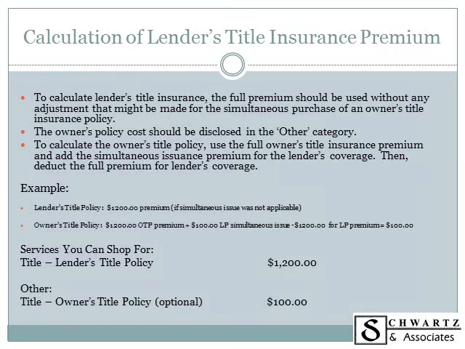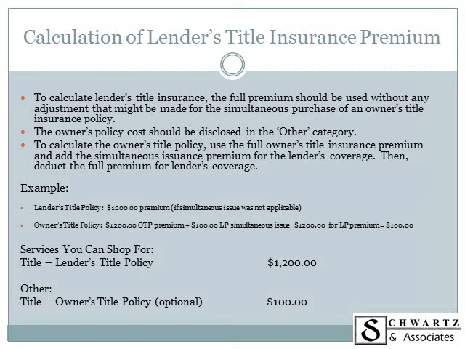Calculation of title insurance premiums. To calculate lender's title insurance, the full premium should be used without any adjustment that might be made for the simultaneous purchase of an owner's title insurance policy. The owner's policy cost should be disclosed in the other category, as we discussed earlier. To calculate the owner's title insurance premium, use the full owner's title insurance premium and add the simultaneous issuance premium for the lender's coverage. Then deduct the full premium for lender's coverage.